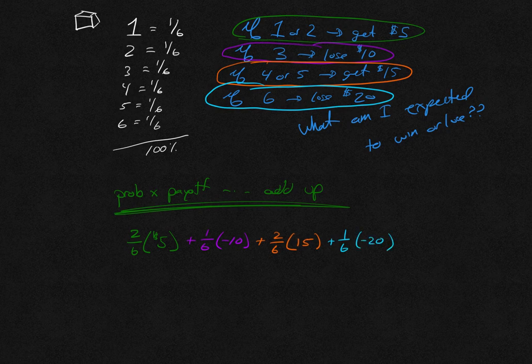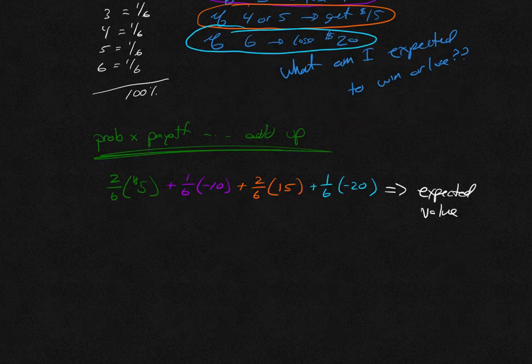So we add all of this up, and whatever this number ends up being, which we'll do here in a second, this is what we define as the expected value of this game. So now we just use our calculator or our algebra skills. The expected value, well, 2 6 times 5 is going to be our 10 over 6. And then it's going to actually be a negative, so we're going to have minus 10 over 6.